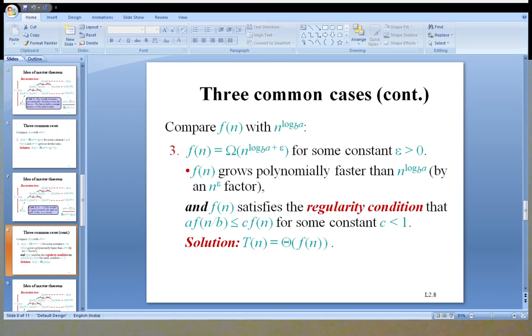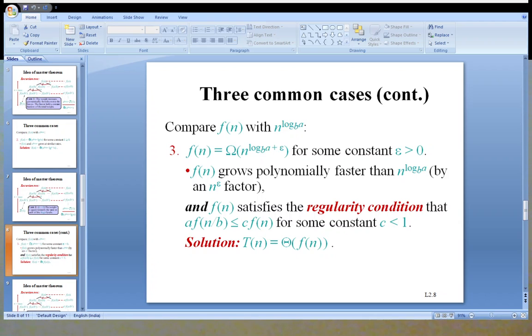Now we move towards case 3. In case 3, f(n) is equal to n raised to the power log a base b plus epsilon, where epsilon is greater than 0. Here f(n) grows polynomially faster than n raised to the log a base b. Or we can say that f(n) is greater than n raised to the power log a base b, and which one is greater will decide the complexity. So here the complexity would be decided by f(n), and the complexity would be equal to theta of f(n).